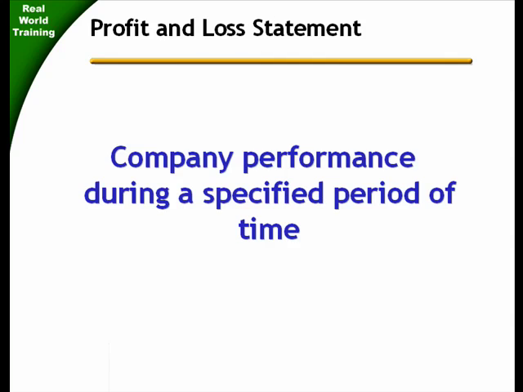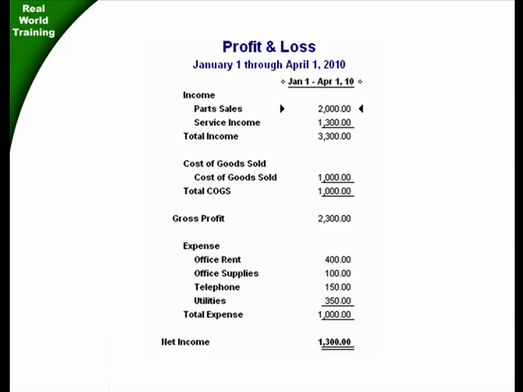The profit and loss statement is the second financial statement. It shows your company's performance during a specified period of time. The profit and loss is comprised of three sections: income, cost of goods sold, and expenses. Income is what you earned. Examples include sales of products or services.